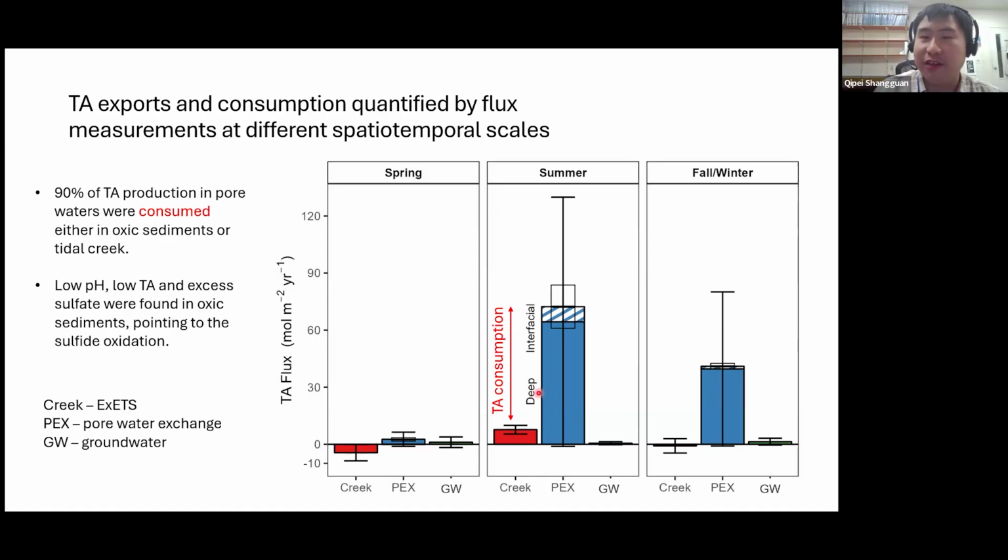Because they are not observed in the tidal creek. So we hypothesize it's due to the sulfide oxidation, because sulfur is produced as well, and then oxidized back again and titrates the alkalinity. And essentially, we found that in the upper layer of the sediments, it's a very low pH, around 5 to 6, and low alkalinity. And there is net sulfide production in the upper layer of the sediments. So that's the indication of the sulfide oxidation.